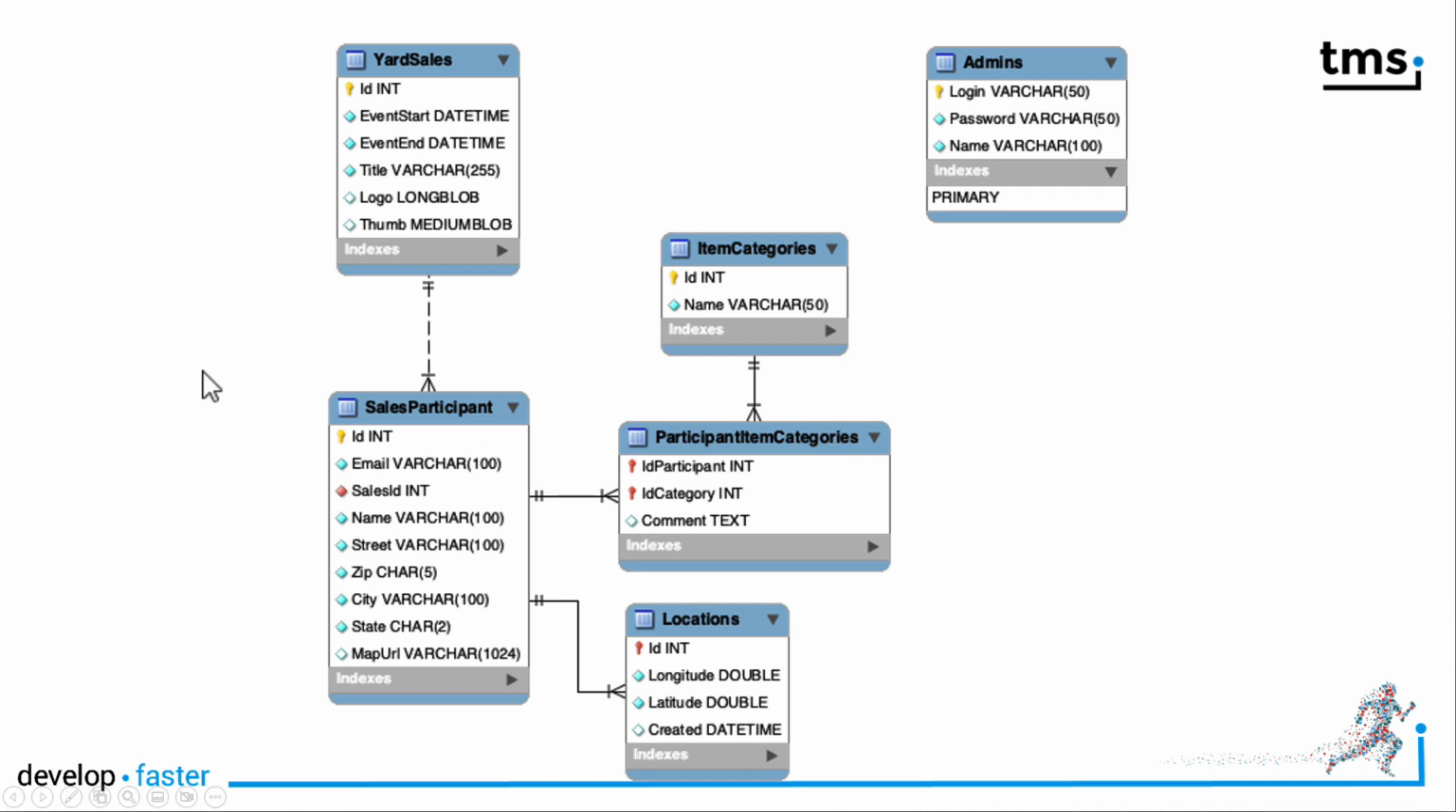Sales participant is linked to yard sales. So a sales participant participates in a yard sale, and that's why there is a foreign key constraint using the sales ID field. Sales participants in this case have an email address, a name, and an address. And that is actually important for the FNC Maps session. They have a street, a zip code, a city, and a state associated with them. And from that information, using geocoding, we're able to calculate the longitude and the latitude.